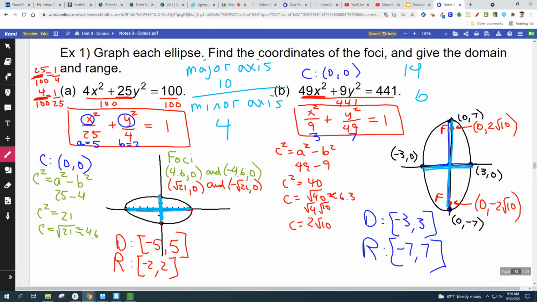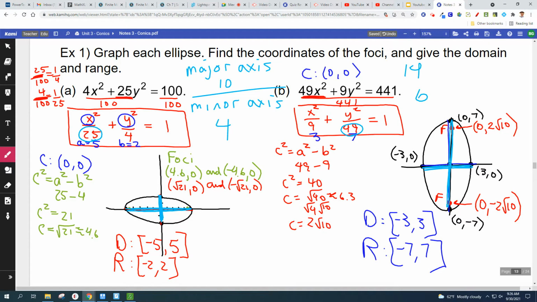Okay, A is 7. A squared is 49. And the A term, did I mess that up? Okay, so when you're looking for A squared, it's always whichever one's bigger. That's confusing because sometimes it's over here under the X and sometimes it's over here under the Y. So don't pay attention to which one comes first and which one comes second. You got to pay attention to which one's bigger.